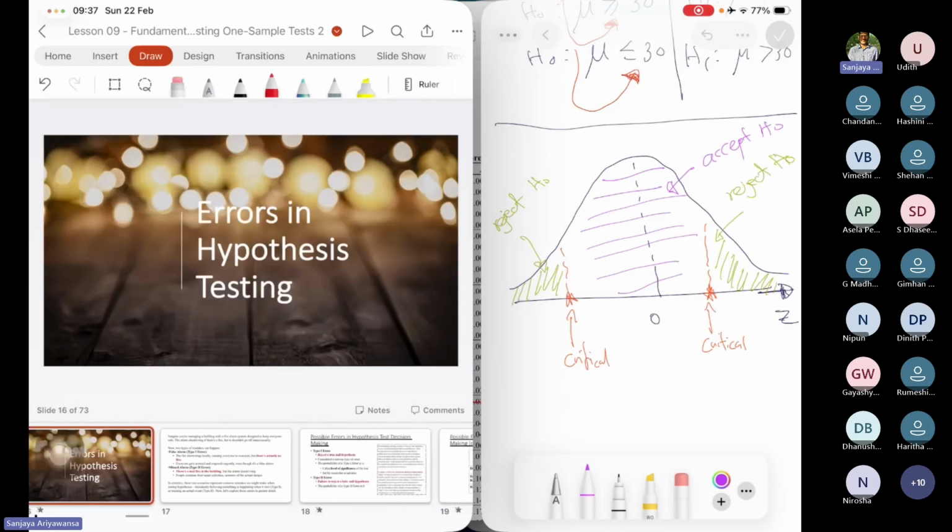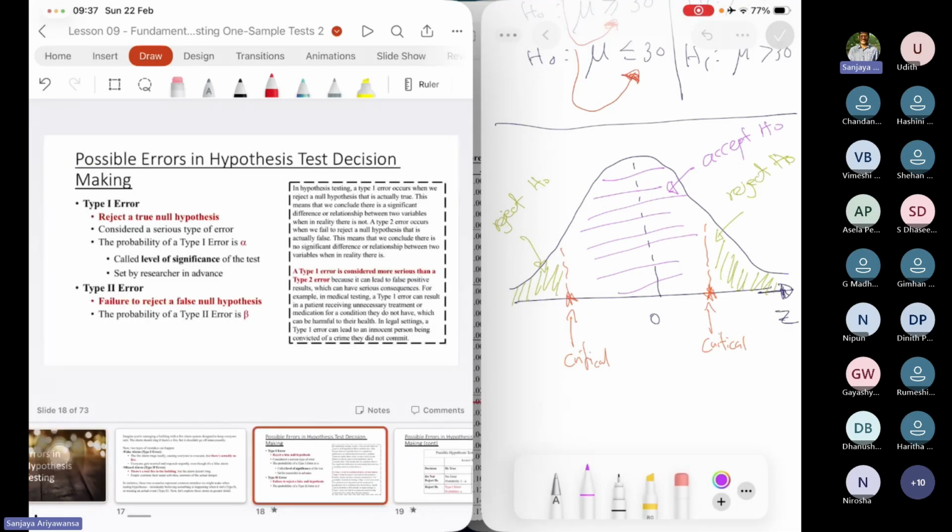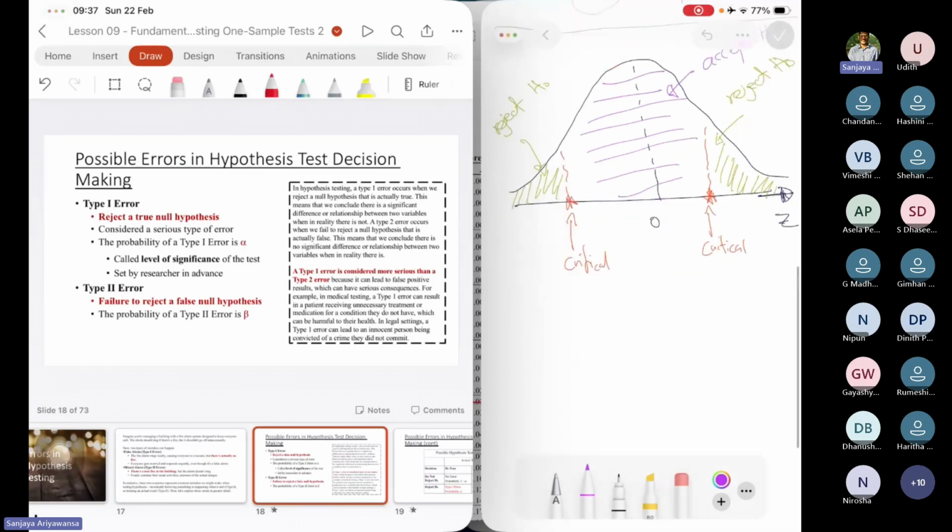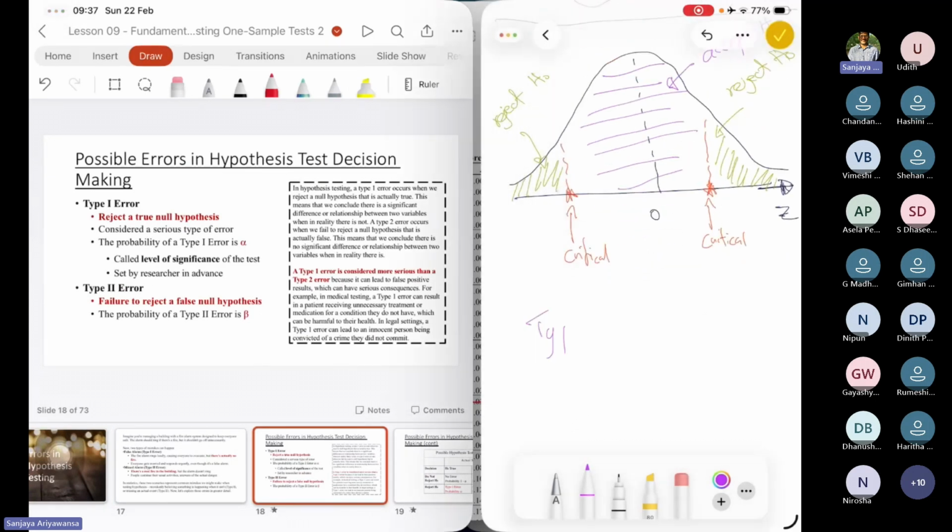On errors, I'll just quickly mention what the two types of errors are. There are two types of errors in hypothesis testing. One is called the type 1 error, and the other one is called the type 2 error. Type 1 error is an error where you reject a true null hypothesis. That's what I mentioned here. You're rejecting a true null hypothesis. So the null hypothesis, the claim that you're making, is actually true, but what this error is saying is you actually reject it.